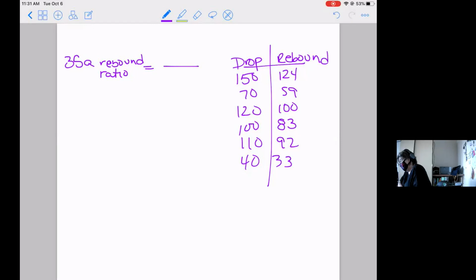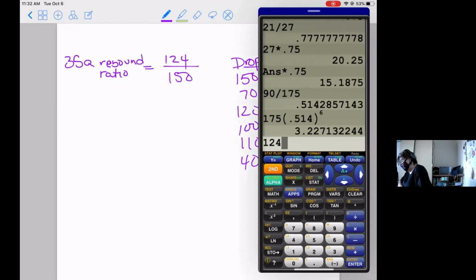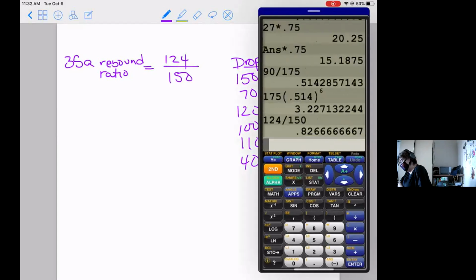Yes, ma'am. So 124 over 150? Yeah. And I wrote 125. Why did I write 125? Could I have used 59 and 70? Yeah, I could use any of the pairs because it just wants the ratio. So 124 divided by 150 is 0.827. I'm going to round to 3 decimals.